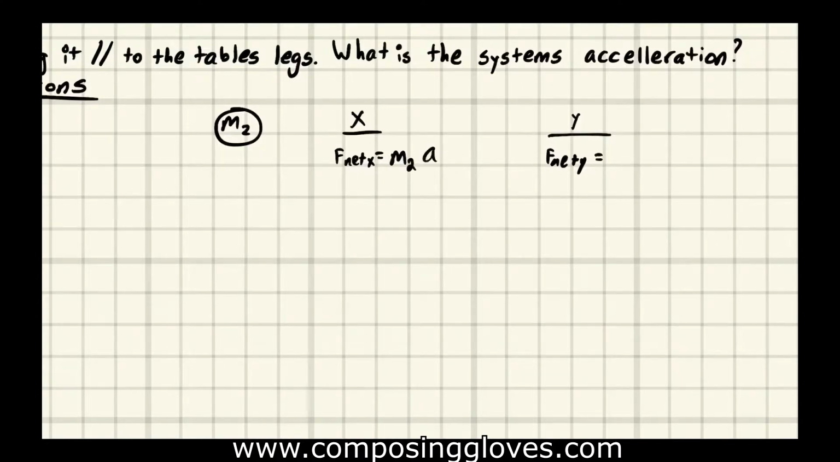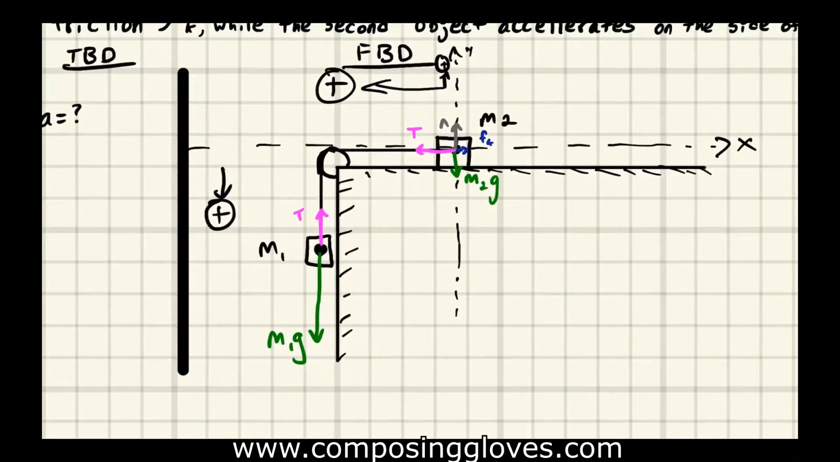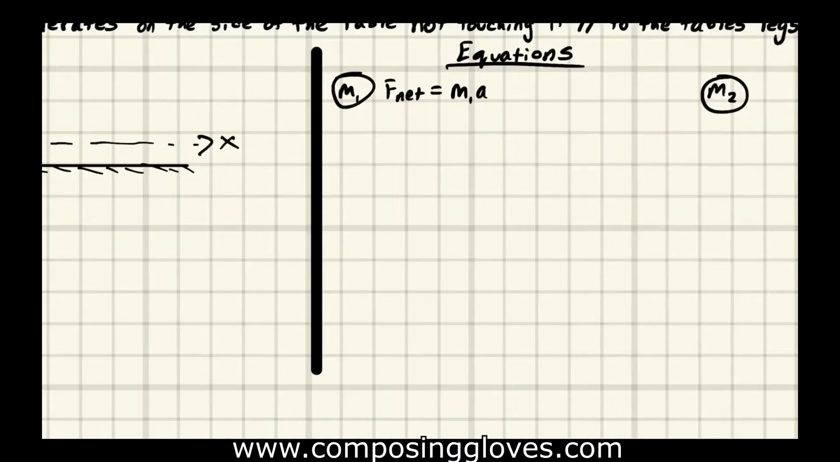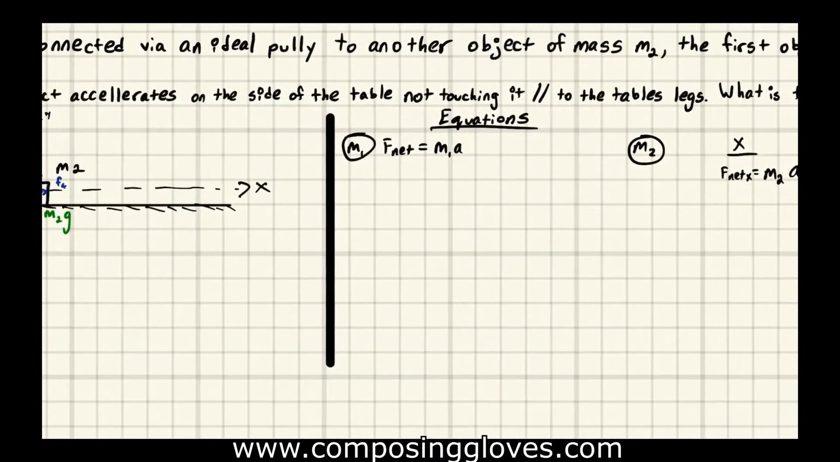M2a. And then the box isn't moving up or down, so this has to be zero. And that's why the force of gravity here and the normal force are the same size. If they were a different size, you'd be marked wrong. They have to be the same because they have to cancel each other out, because our object's not flying around up and down.